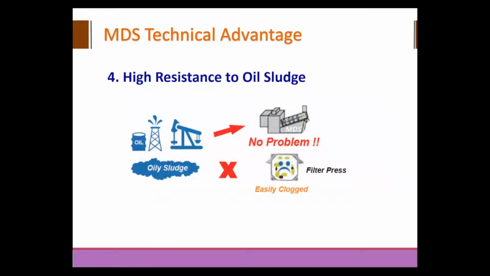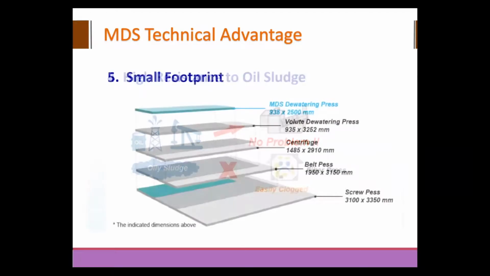Number four, high resistance to oil sludge. MDS has a self-cleaning mechanism and a stainless steel structure, which makes MDS ideal to dewater oil sludge, where other types of dewatering equipment always face clogging issues easily. So for those factories that have oil sludge, it's highly recommended to use this MDS machine.